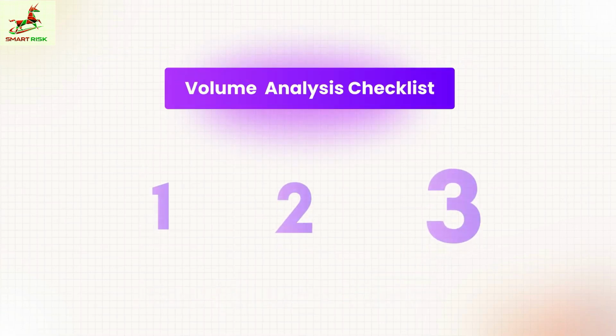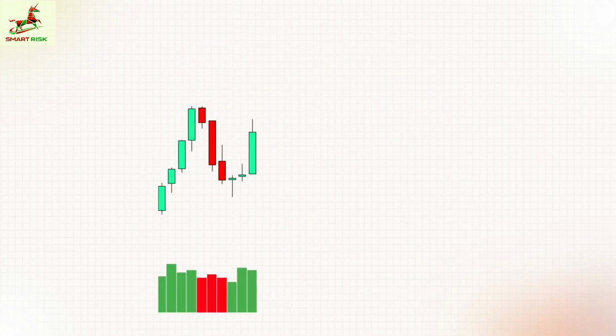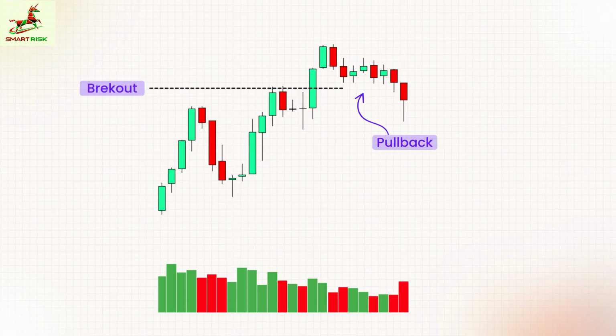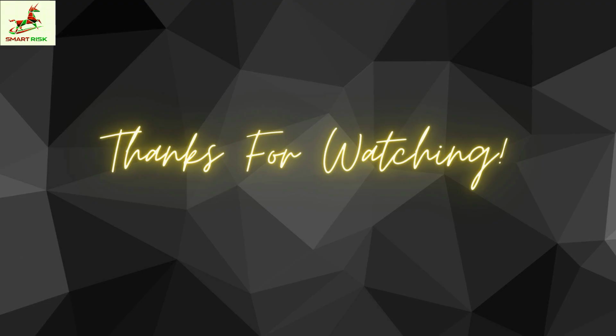Step 3. Wait for confirmation. And this is the step where most traders mess up. They see a breakout happen and they immediately jump in. Don't do that. Instead, wait for the next candle. If after the breakout, price pulls back slightly and that pullback happens on low volume, that's a no supply test. And that's your confirmation that the breakout is real. Now, you can enter the trade with confidence, knowing that the other side has no interest in fighting this move.